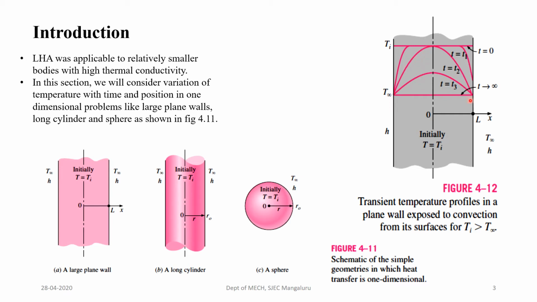Now at t equal to t3, the temperature at the center also drops, and even at the sides it drops, but at either end the temperature is T infinity, and the entire body will reach the surrounding temperature T infinity when time tends to become infinite. That is the exponential variation we have seen.